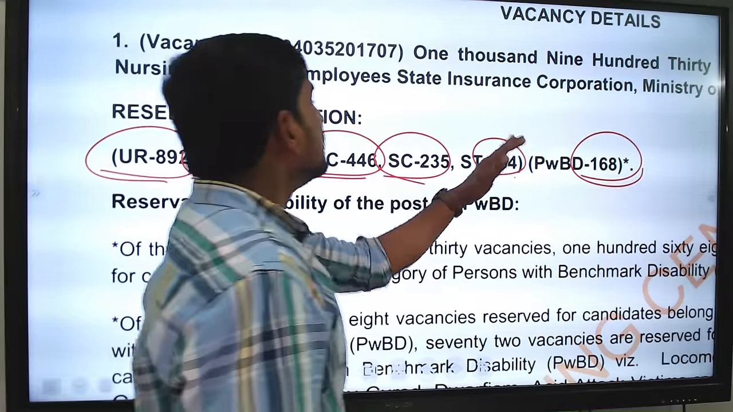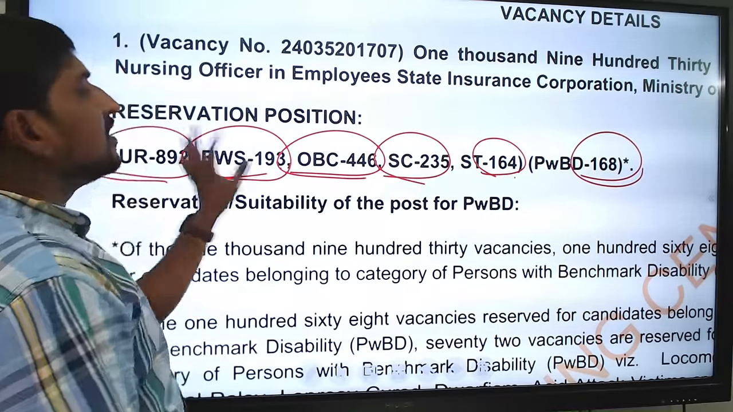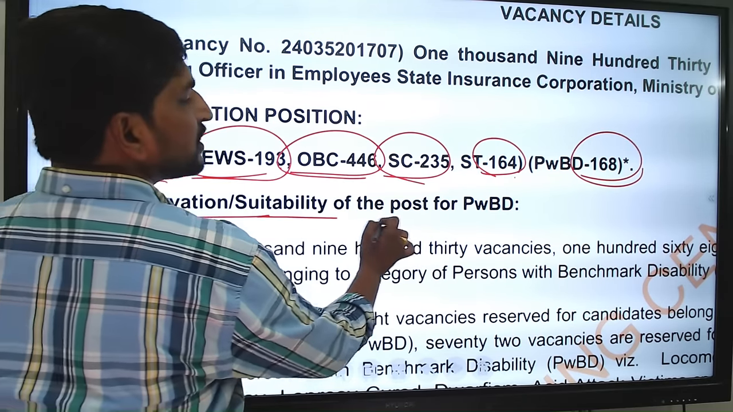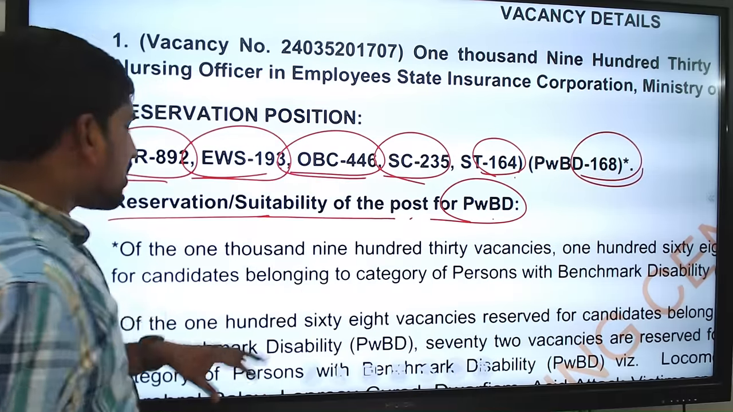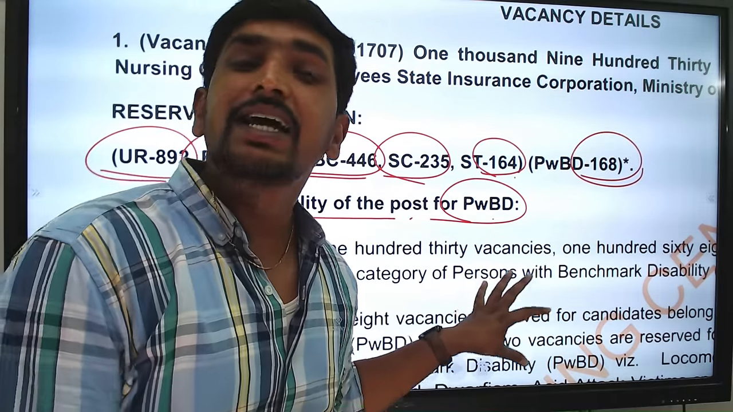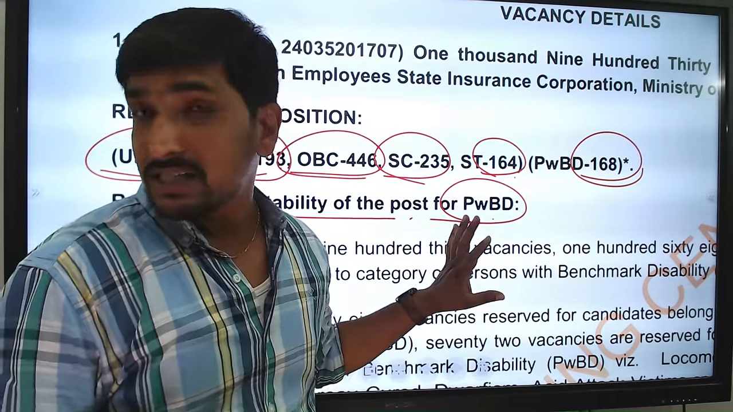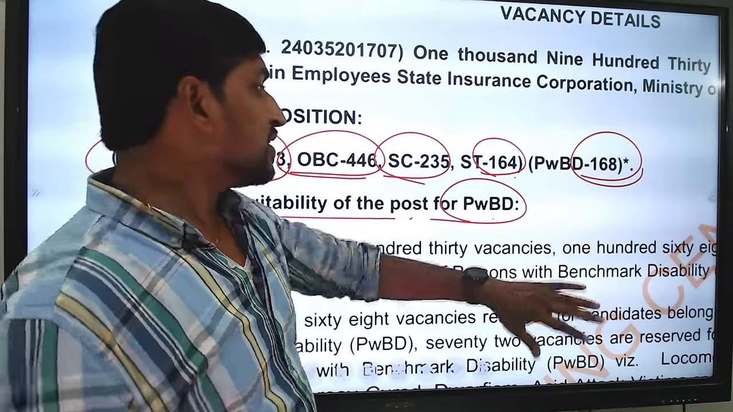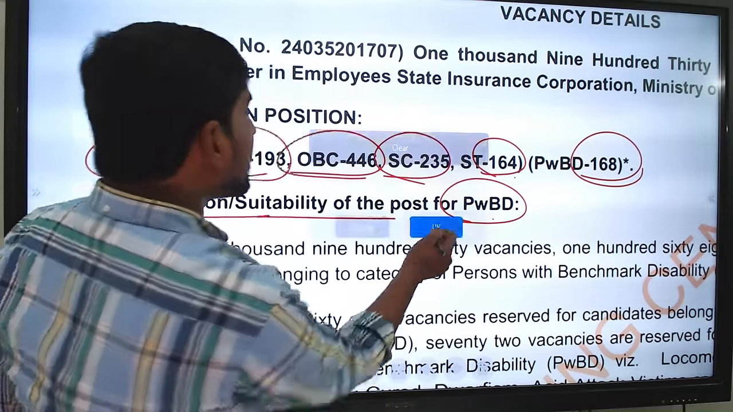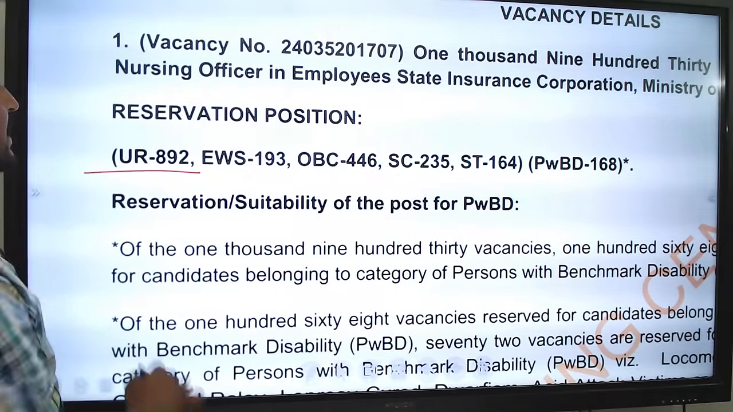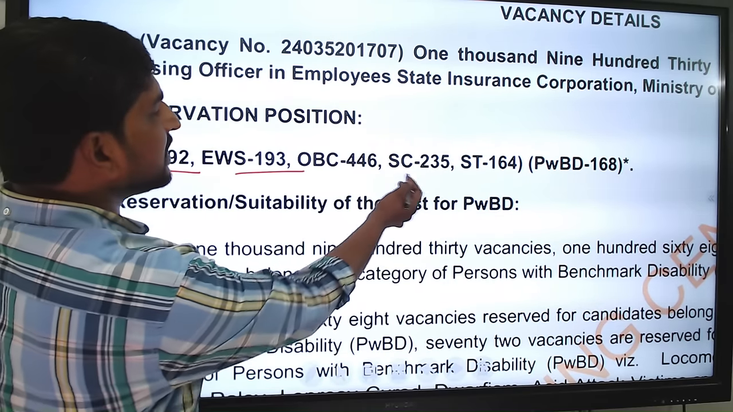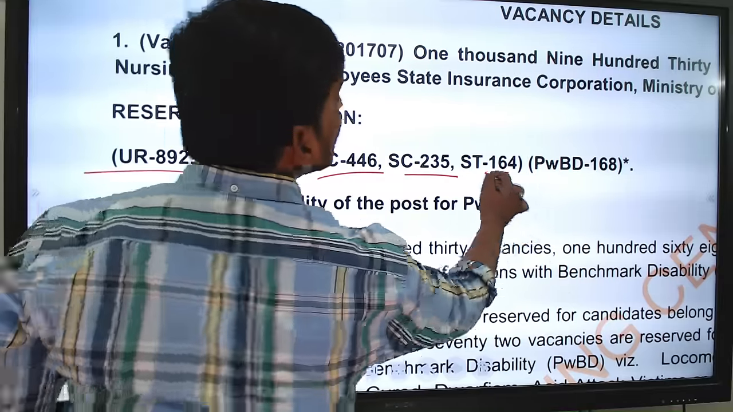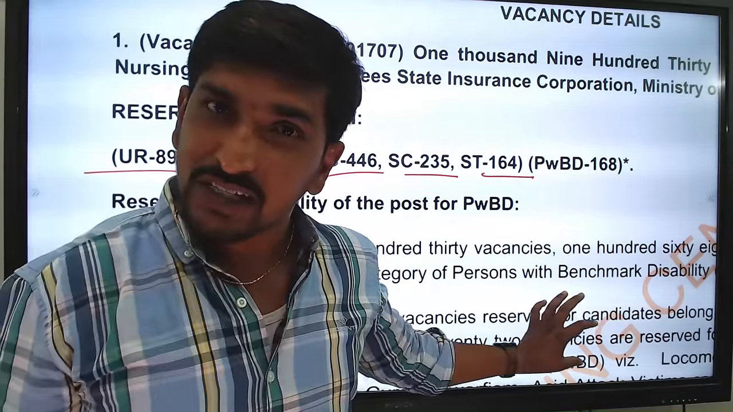These vacancies are also included within all the vacancies. If you want to check, here there is a reservation section, suitability of a post for the disability. It also mentions what the disability categories are and who is eligible, and they explained that also. So let me check the other details. According to the reservation: open category 892, EWS 193, OBC 446, SC 235, and ST 164 vacancies have been announced.